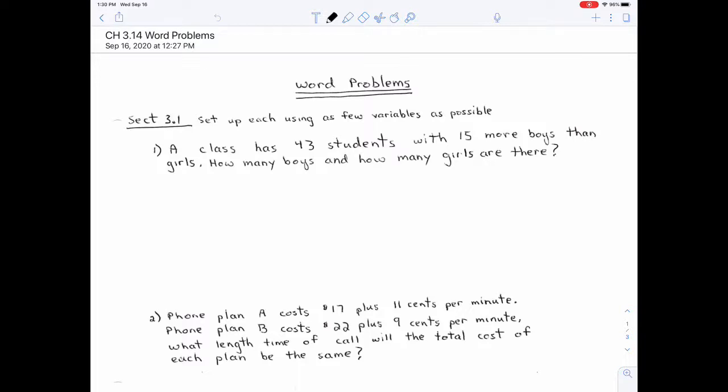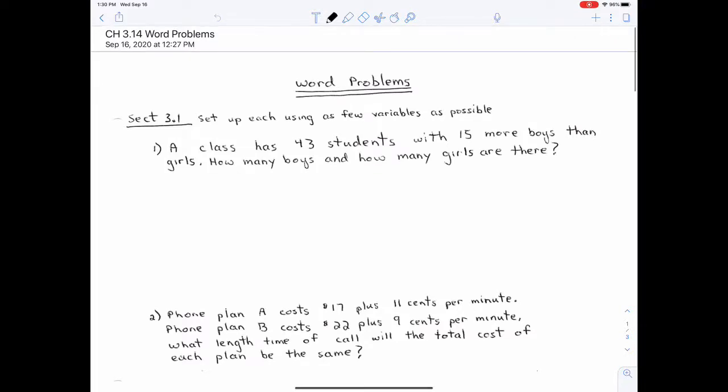What are we doing? You can read the first problem. What are we looking for? How many boys, how many girls? Again, I always like to make the definitions first and then assign the variables. So number of boys and number of girls.